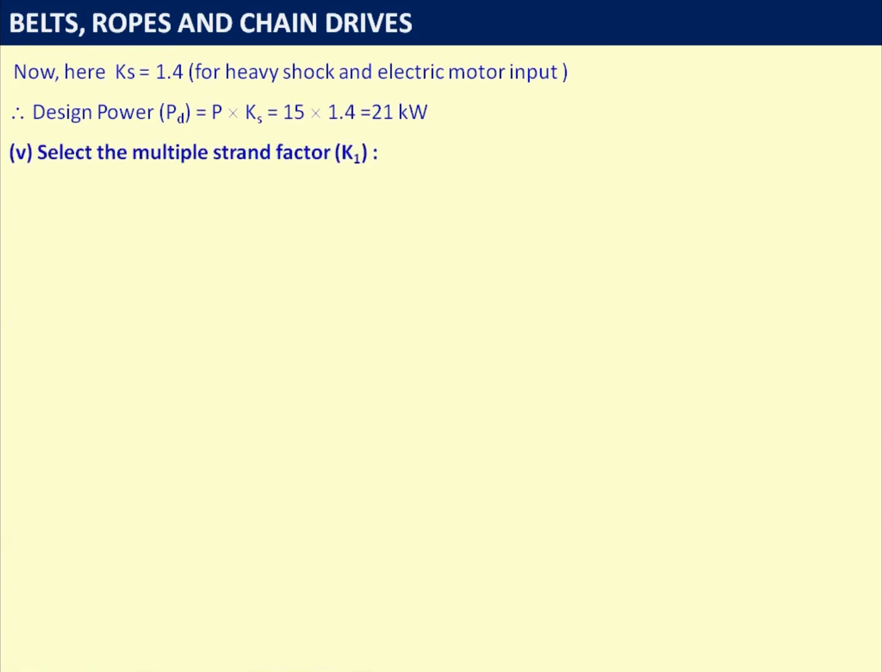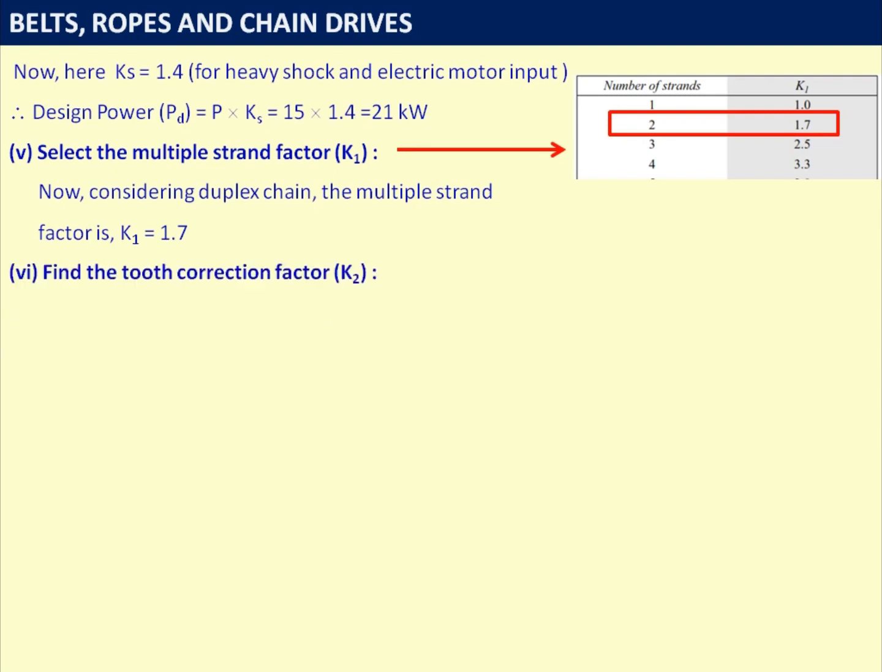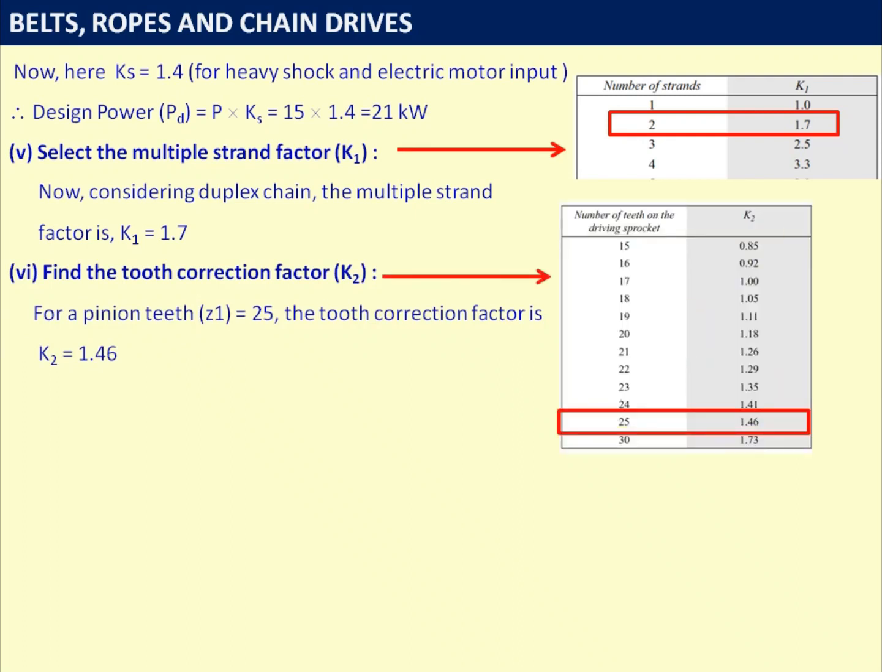Now next step, select the multiple strand factor K1. Considering the duplex chain, the multiple strand factor from this table corresponding to number of strands 2 equals 1.7. So K1 is 1.7 in this case. Find the tooth correction factor K2. For pinion teeth Z1 equal to 25, the tooth correction factor is 1.46. So K2 is equal to 1.46.